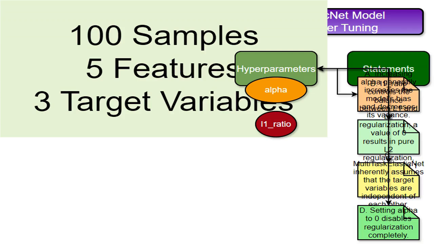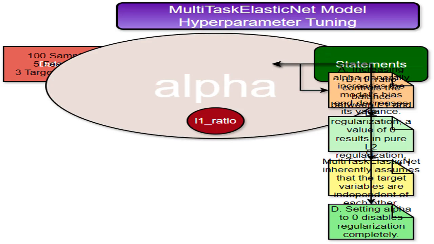Let's dive in. These are the settings that we can tweak in the MultiTaskElasticNet model. We have 2 here, alpha and L1 ratio. Think of them as knobs that control the model's behavior. This is a regularization strength parameter. Increasing alpha increases the penalty for large coefficients, leading to a simpler model and potentially reducing overfitting. I'll explain this in detail later in the quiz.